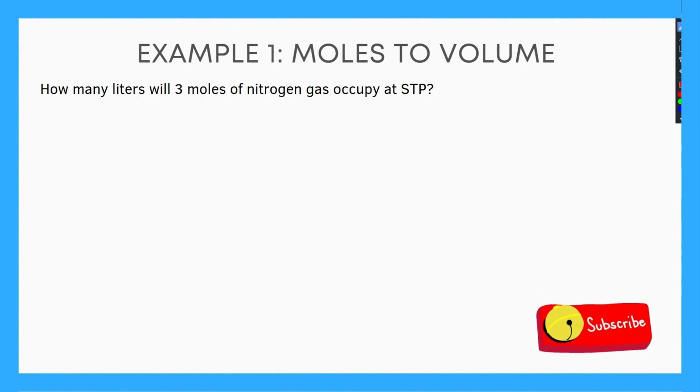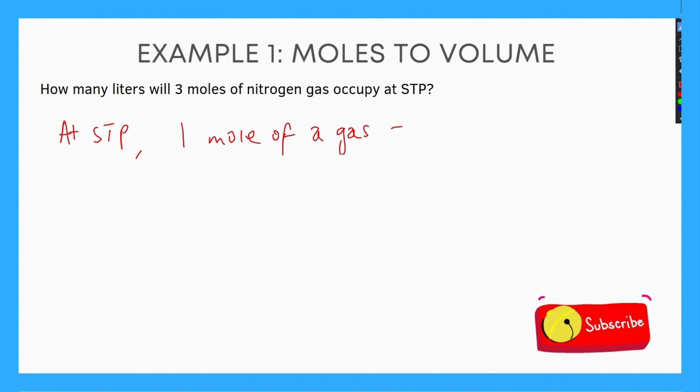The first question says, how many liters will 3 moles of nitrogen gas occupy at standard temperature and pressure? First things first, we know that at standard temperature and pressure, 1 mole of any gas occupies 22.4 liters. Now they are asking us, 3 moles of nitrogen gas, how many liters will they occupy?